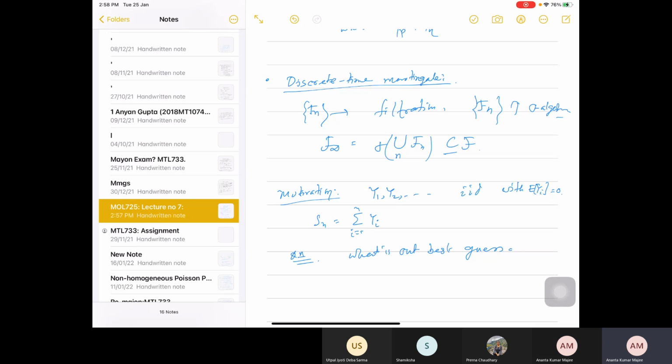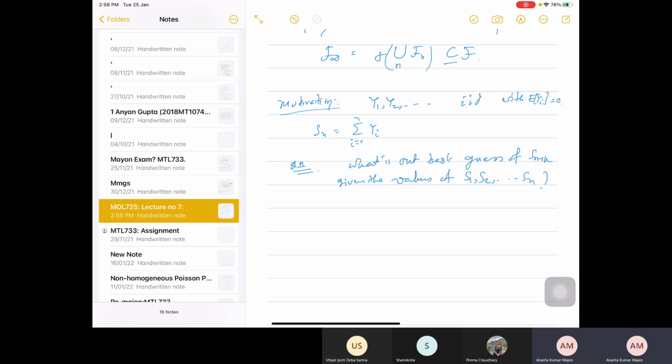S of n plus k, given the values of S1, S2 up to S of n. Okay, so we want to know what is the best guess of S of n plus k. That means basically all the information up to n is given to you. What can you say about the expected fortune of S of n plus k, or the future?